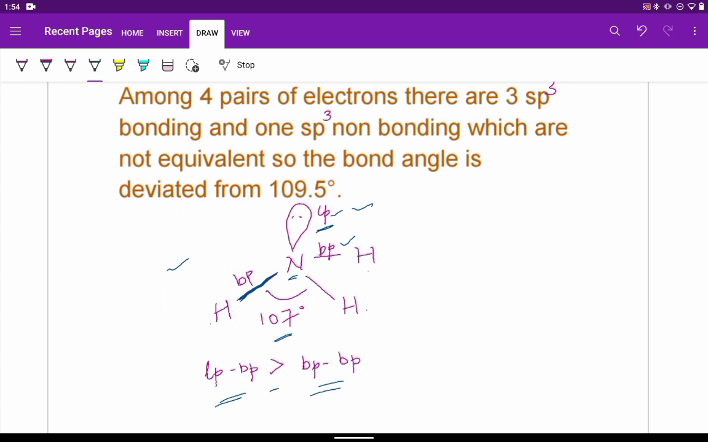I hope you all could understand. Because of this lone pair, unshared pair of electrons, this bond angle decreases to 107 degree instead of being the ideal value of 109.5 degree.